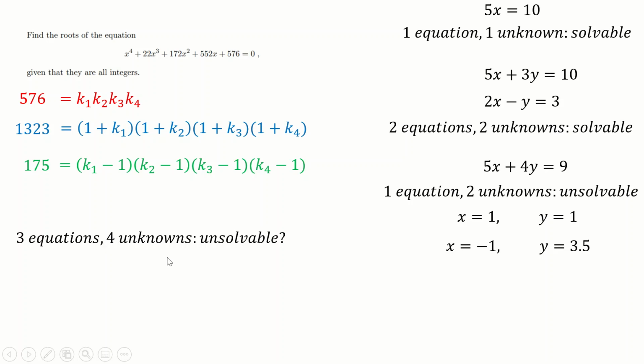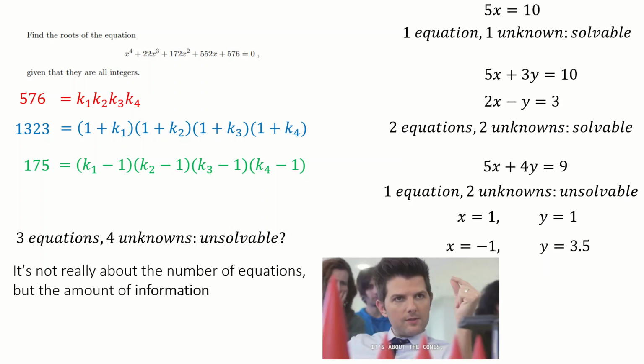But this is where we realize it's not about the number of equations. It's about the amount of information that you have. So it's about the amount of information the question gives you. I've got these 3 pieces of information, but I also have a 4th piece of information. There it is in the question, given that they are all integers. That's my 4th piece of information.